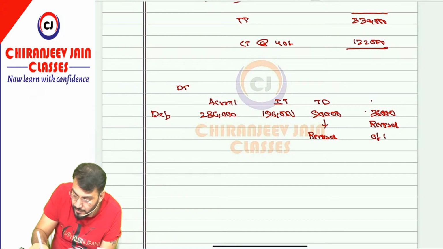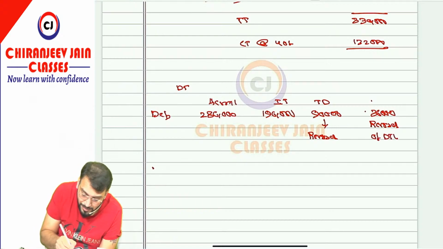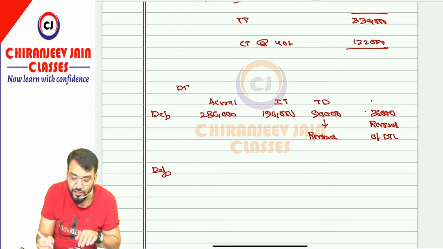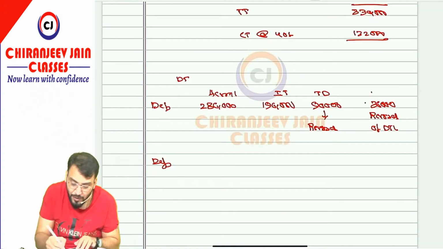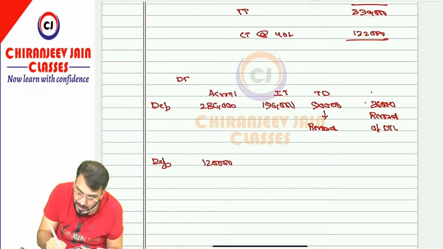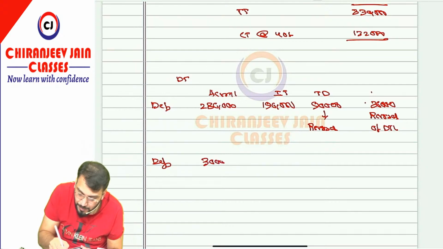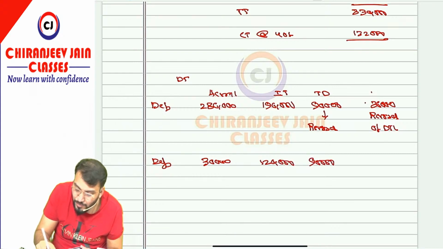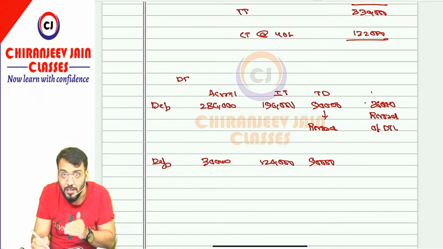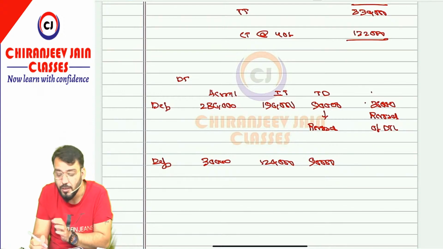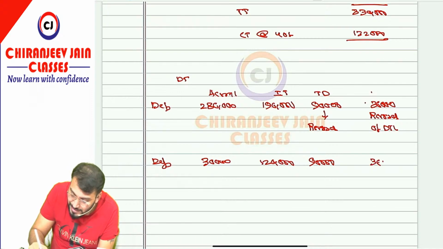Reversal of DTL. Understood? Now for new asset, what is the depreciation allowed as per income tax act? 1,20,000. And as per book it was 30,000. So difference is what? 90,000. This 90,000 was excess depreciation allowed, which will be disallowed in future. This is creation of DTL. So on this 36,000 will be created. Understood?